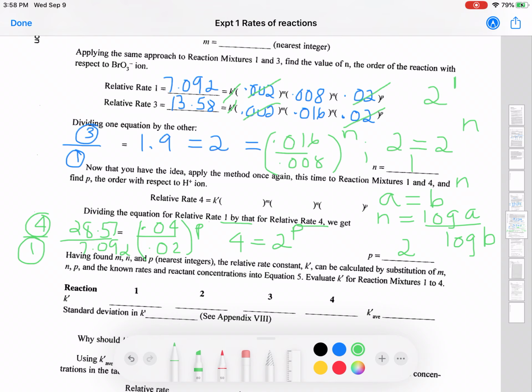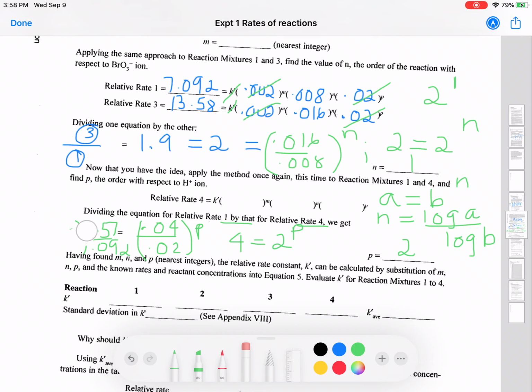So you're going to be using these orders to find the rate constant, which is going to be K prime. Having found m, n and p, to the nearest integers, the relative rate constant K prime can be calculated by substituting m, n and p and the known rates and the reactant concentrations into equation 5. Evaluate K prime for reaction mixtures 1 to 4. So you only need to do it for 1 to 4.